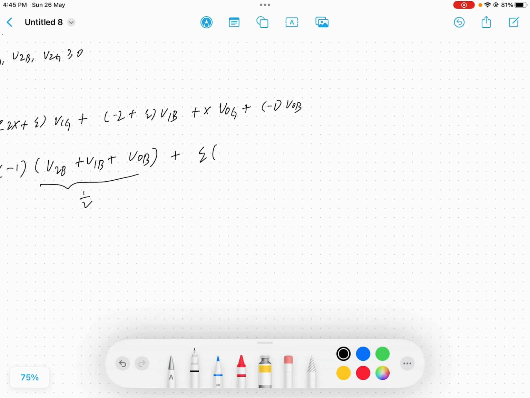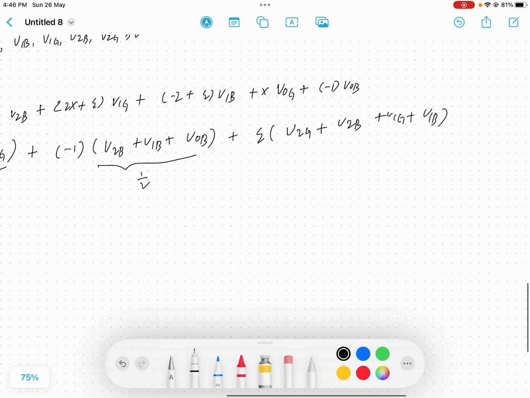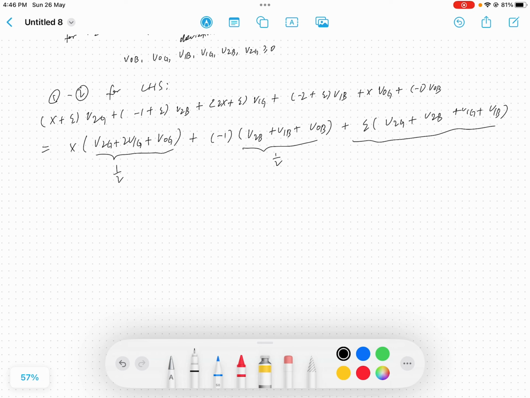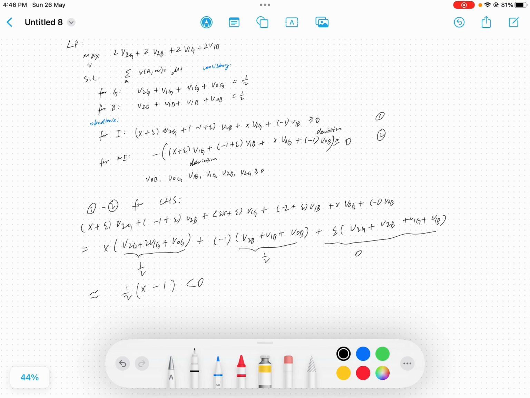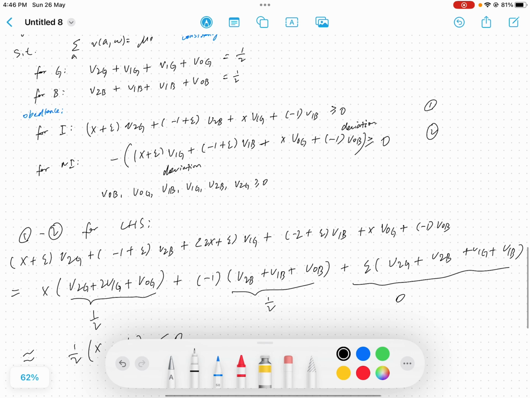This one actually doesn't matter because epsilon is pretty close to 0. It has some b's, has some g's, we just write those together. So this is pretty close to 0. Finally it looks like this is pretty close to 1/2 x minus 1, right? Because we assume that x is a number less than 1, so this is a negative number. Then it means that inequality number 1 implies number 2.